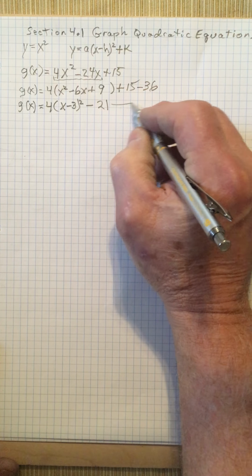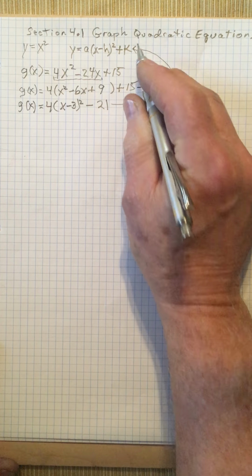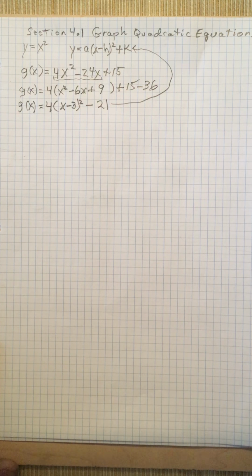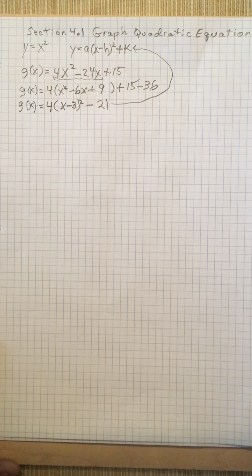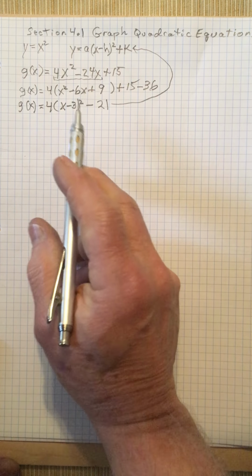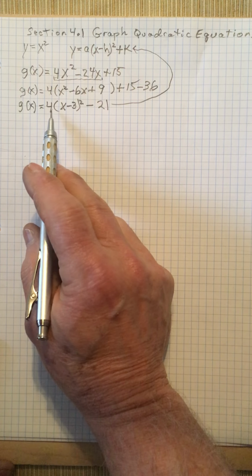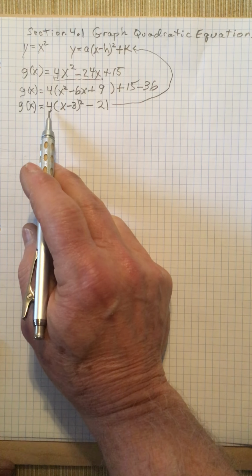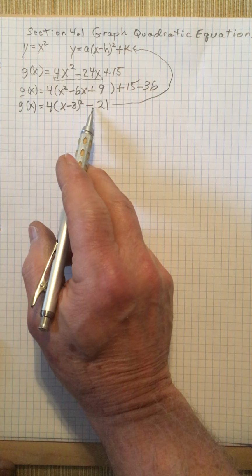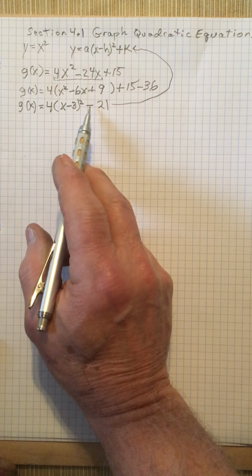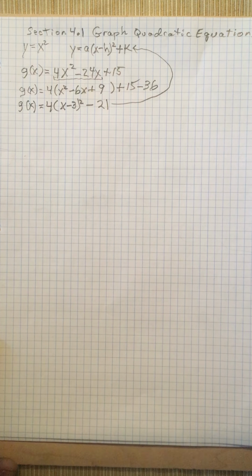And now we have this form here. So if I started with the basic parabola with the vertex at the origin, we would shift to the right 3. We would stretch it by a factor of 4, and then we would shift it down 21. Okay, we could do that, and that's a lot of work. Let's try this another way.